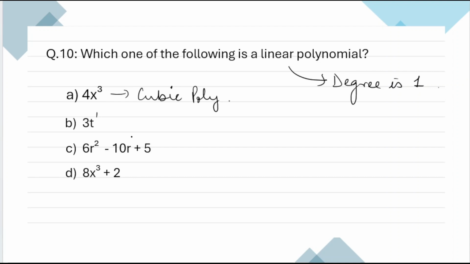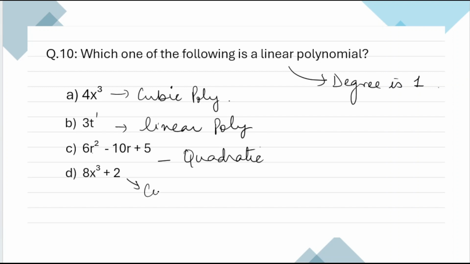3t, the degree is 1. So it's a linear polynomial. Degree 2. So this one is quadratic, and degree 3. So this one is again a cubic. So we are looking for a linear polynomial. So where is it? B part. So our option is B. Our correct answer is B.